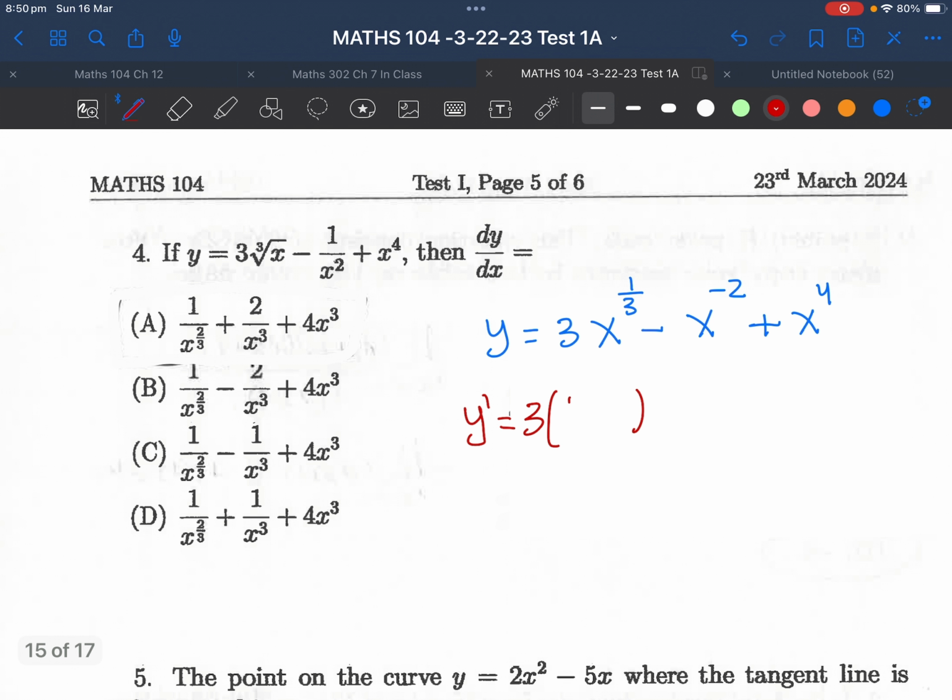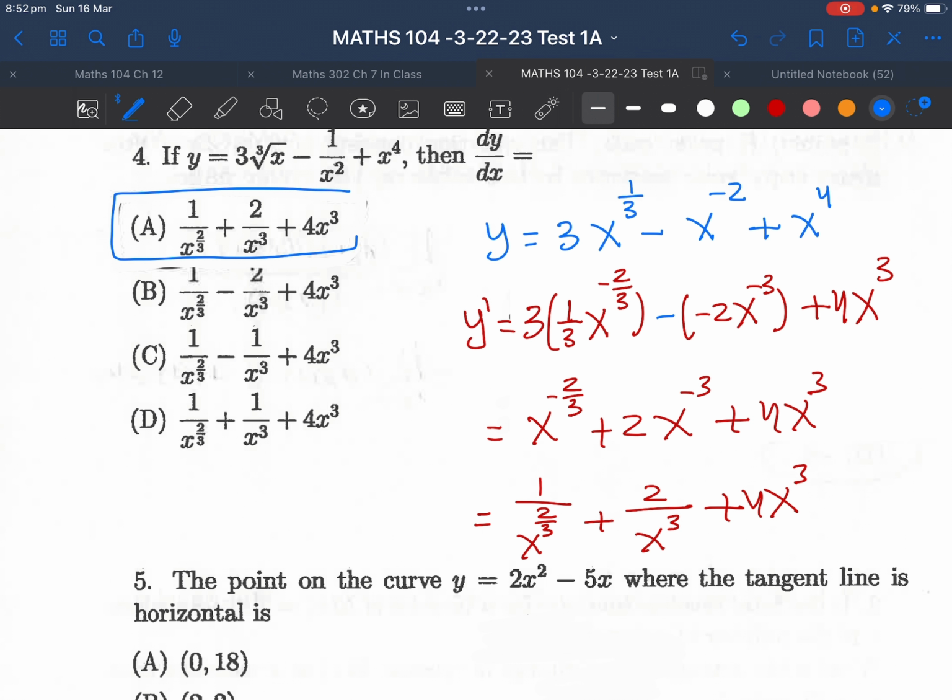Now, if you look at those answers, none of them looks like this one. What happened is, in all those answers, the x is in the denominator. So because we have a negative power, let's take it down. So the final answer will be 1 over x to the power 2 over 3 plus 2 over x to the power 3 plus 4x to the power 3. And that's what we need to do. Now, if we choose which one is the correct answer, we can see that this corresponds to the first one.